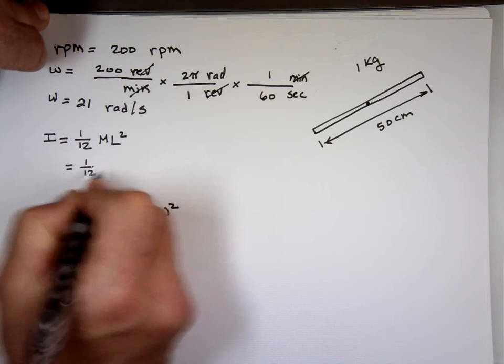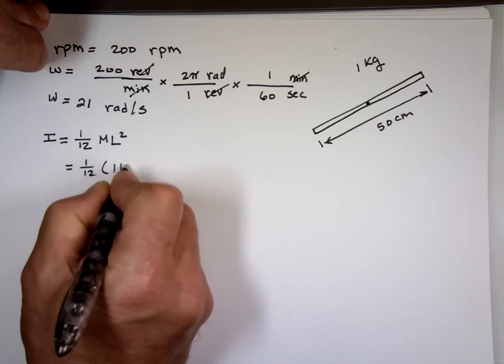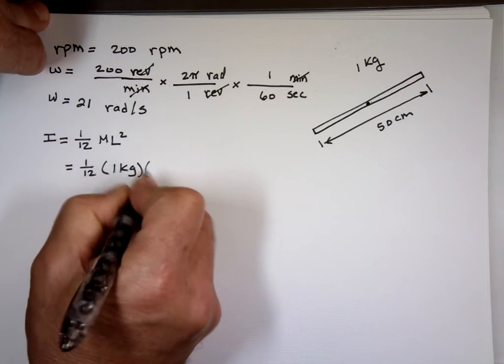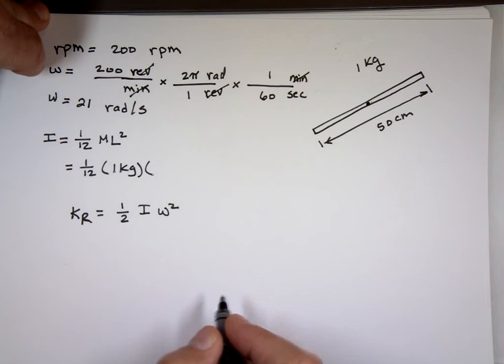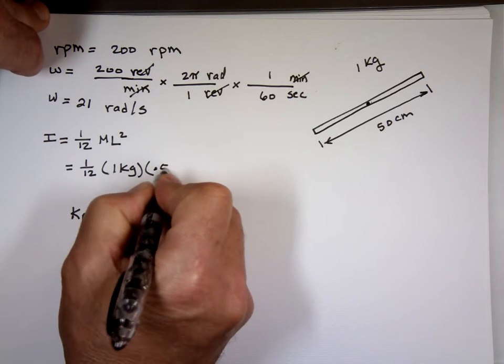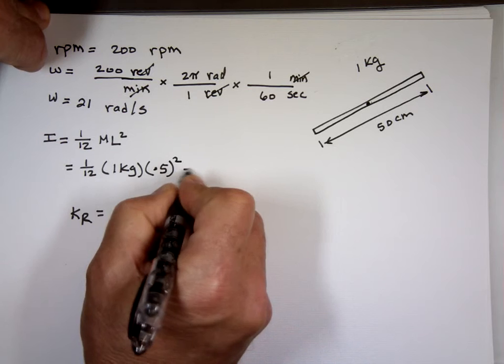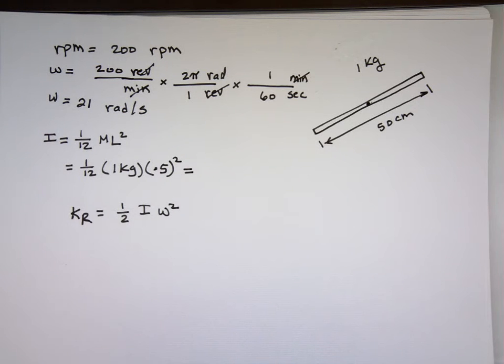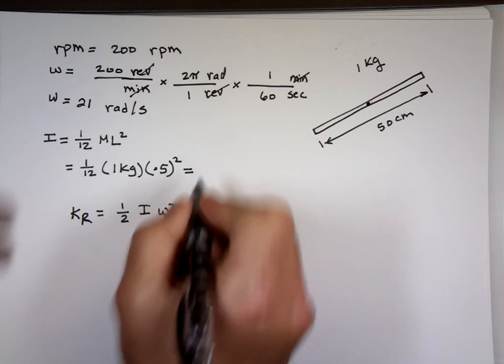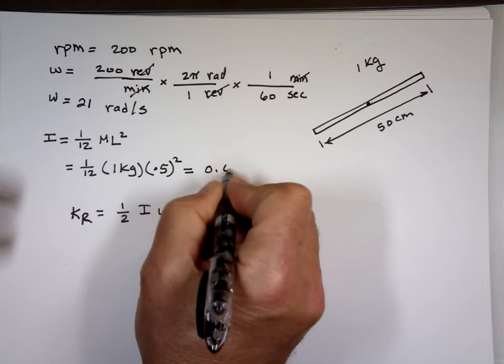Do we know what the mass of that is? 1 kilogram. Do we know what the length of that blade is? 0.5 meters, and you've got to square it. So 0.5 squared divided by 12. My inertia is 0.021.